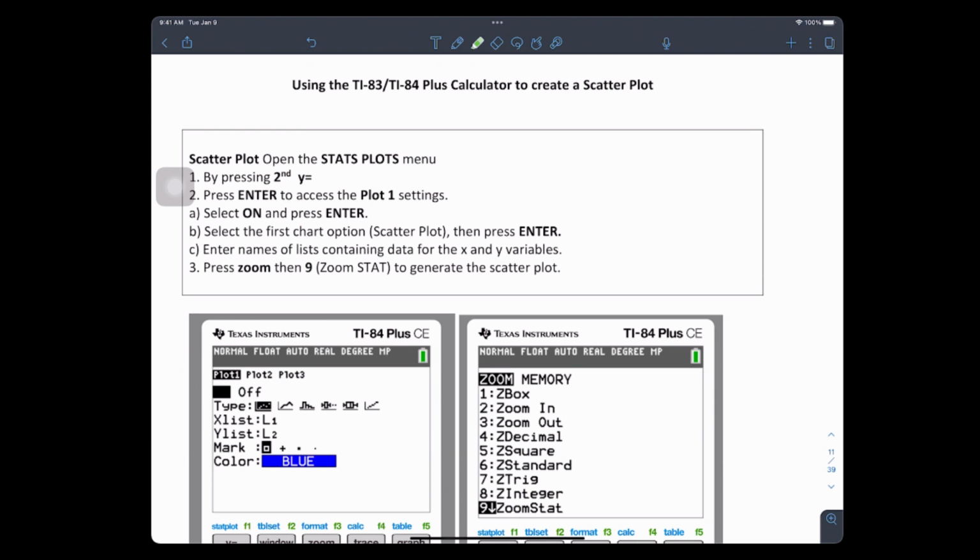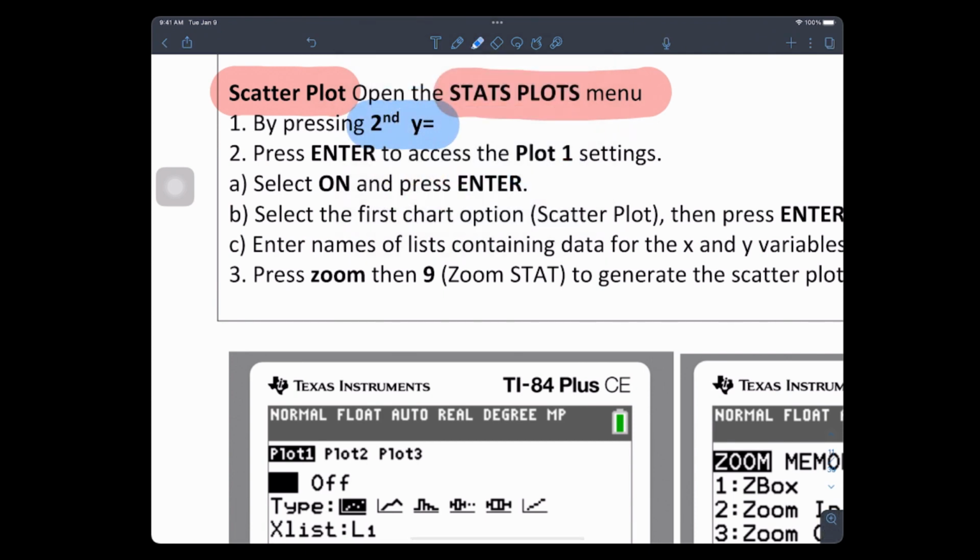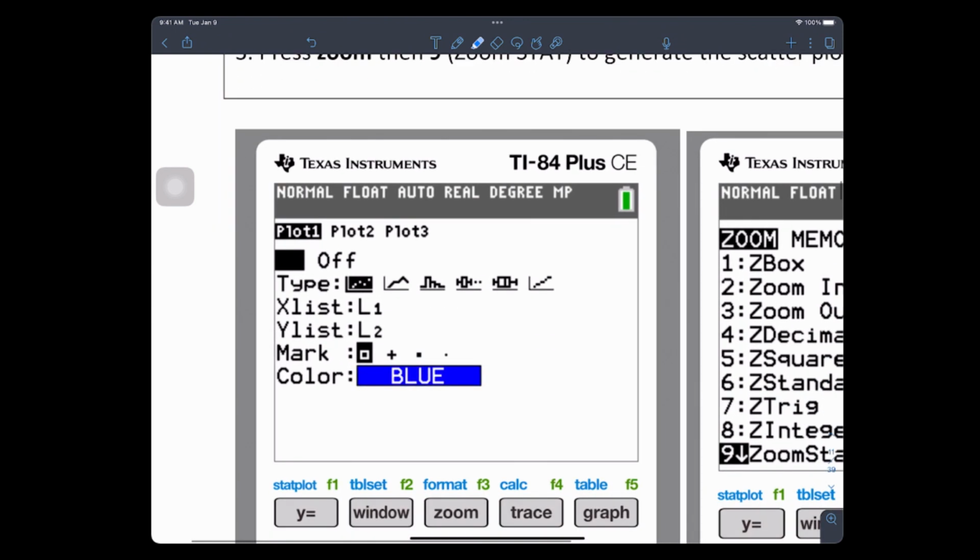Now, this is how we create a scatter plot. That's always your first step. So in your notes, you're going to follow this set of instructions to create that scatter plot. Now you say, how do I do that? The scatter plot is found doing this way. You're going to have to open the stat plots menu, and you go, how do I get to the stat plots menu? You press the second Y key.